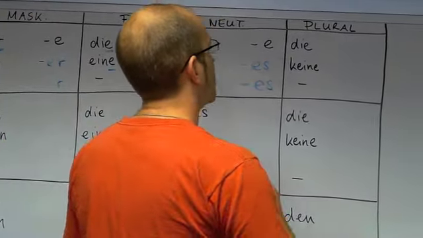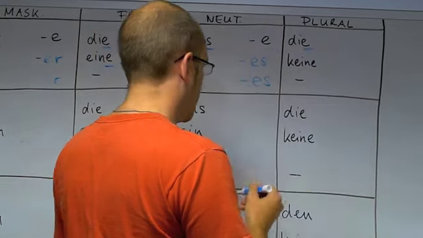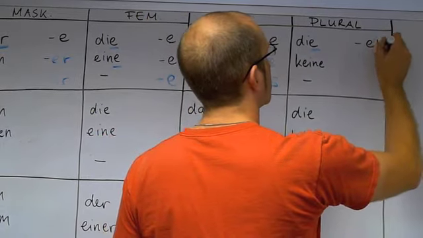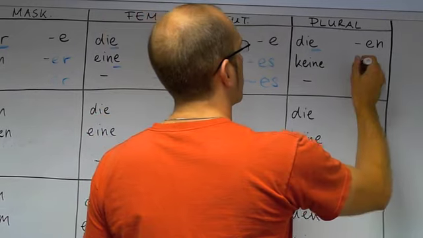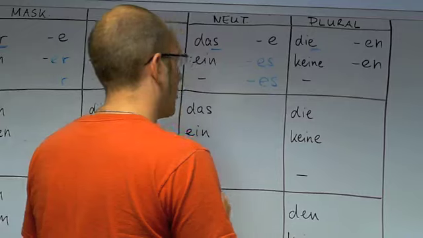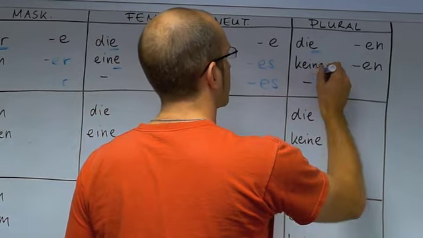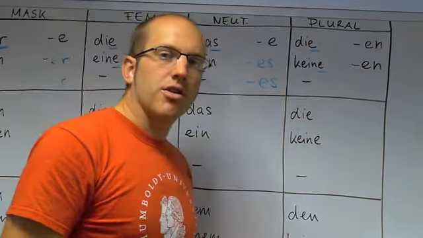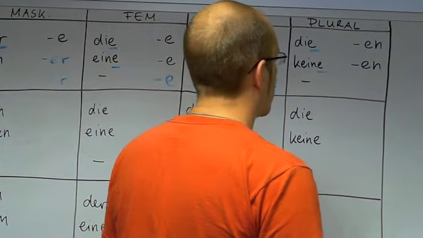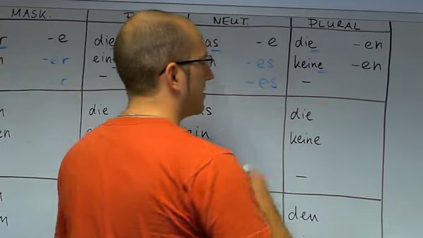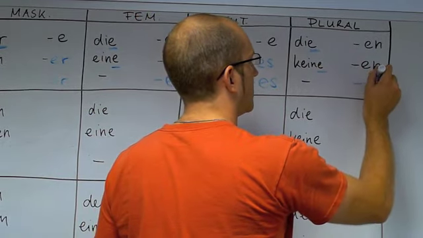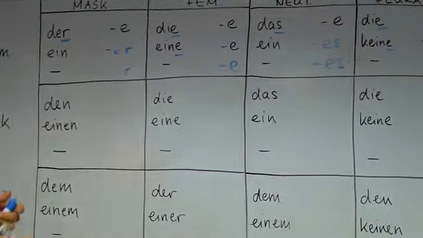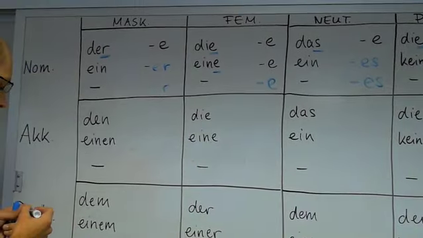Plural, same holds here. We have a strong e, and in plural we're going to take the weak ending en. The same goes for the indefinite article keine. The strong ending is there, so we take a weak en. If we don't have an article in plural, we are missing the strong ending for plural, which is e. So the strong ending is simply going to be that e. Those are all the examples for the nominative case.